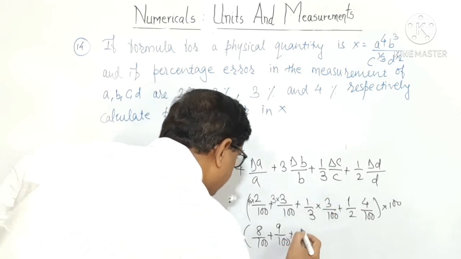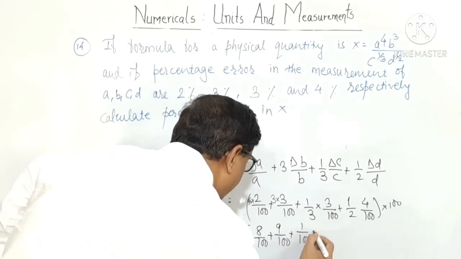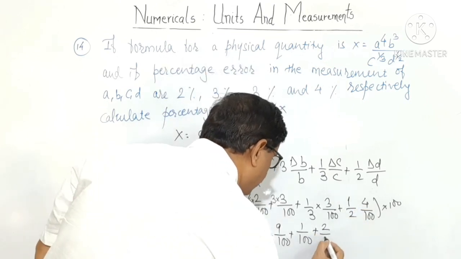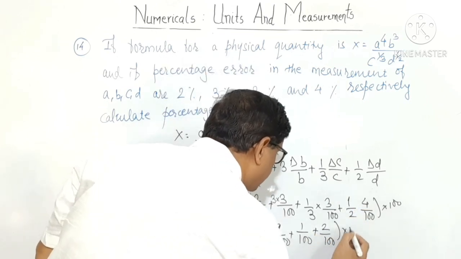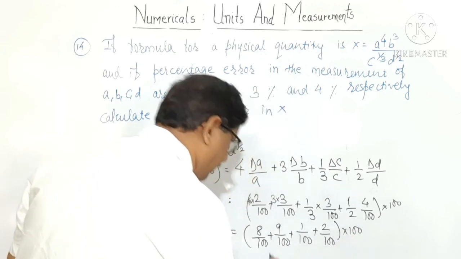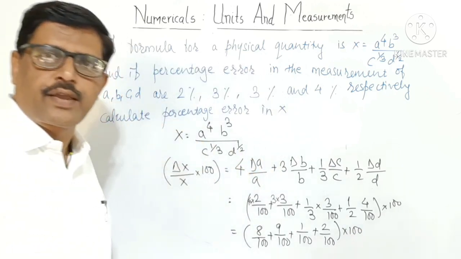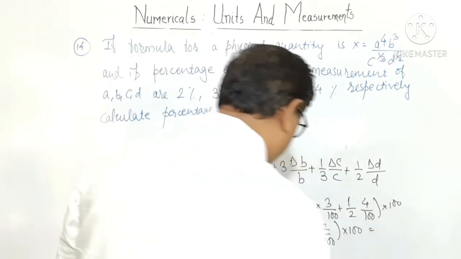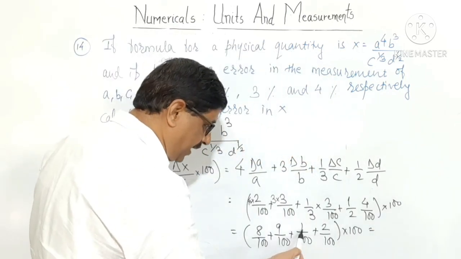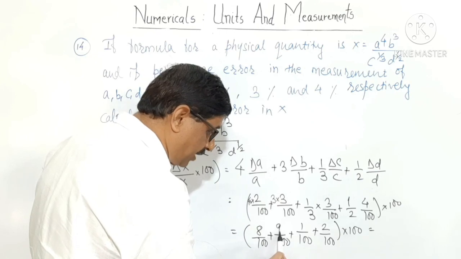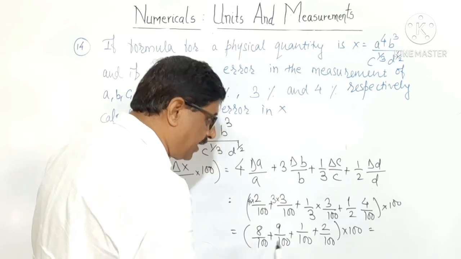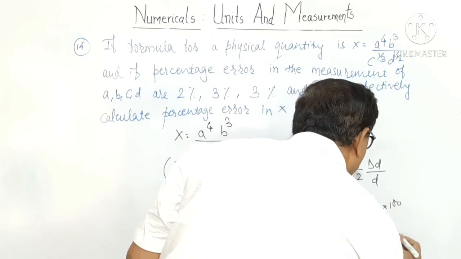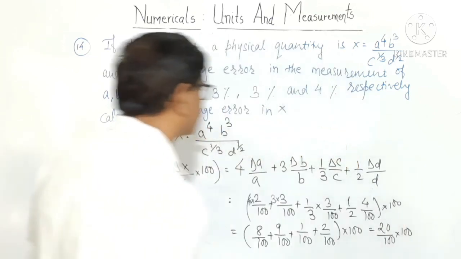Now 3 gets cancelled, it is 1 divided by 100 plus 4 by 2, it should be 2 divided by 100 in 200, and the total comes out to be equal to 2 plus 1 is 3, 3 plus 9 is 12, 12 plus 8 is 20. It is 20 divided by 100 into 100.